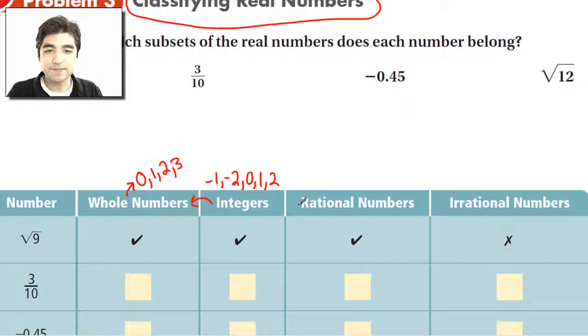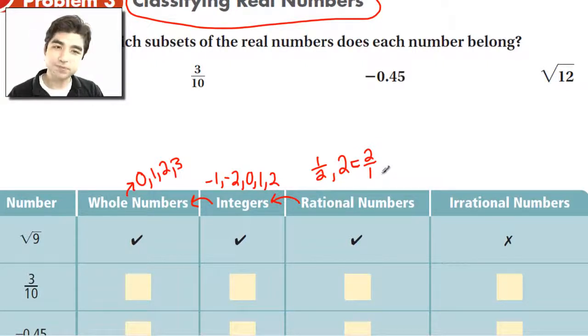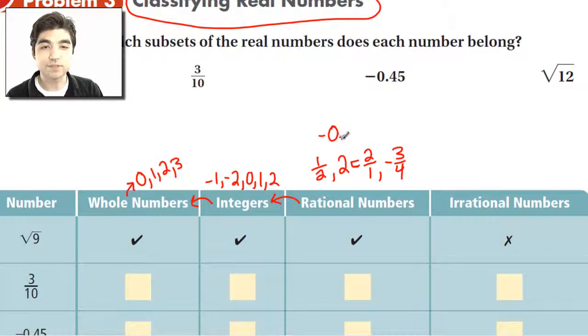Now the next one, the rational numbers, includes all of the integers, but it includes any number that can be written as a fraction. So like 1/2 is probably one of the most popular ones. But you can also do whole numbers because 2 is the same thing as 2 over 1. So it includes 2. It includes negative numbers like -3/4. It includes decimals like -0.15. Okay, so anything that can be written as a fraction.